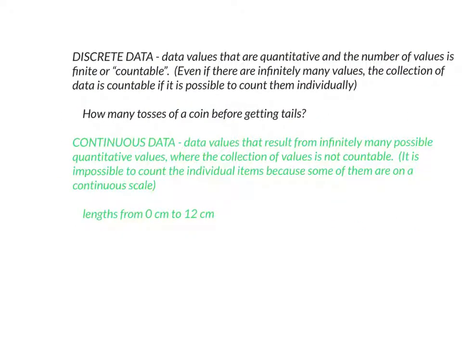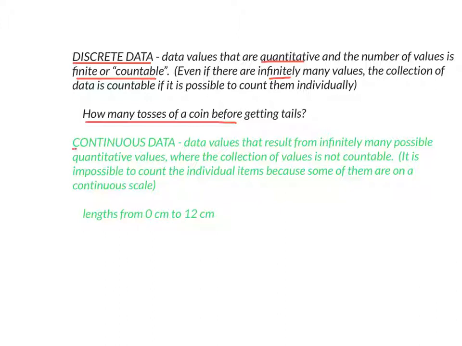Two more big words. Keep on coming today. Discrete data. Both of these are quantitative. They're both numbers, but discrete is numbers that are finite or countable. Even if they're infinitely many, they're still countable. The best example here is how many tosses of a coin before you could get tails. And you can count that. Now, technically, you could toss a coin forever and never get tails, but you could keep counting how many times you're tossing the coin. Anytime you can count like that and hit every single number that's involved, that's discrete.